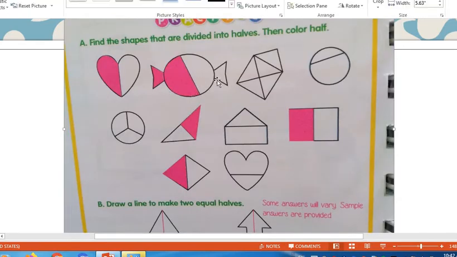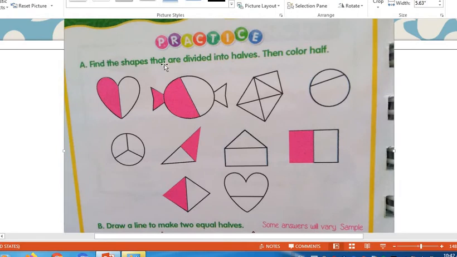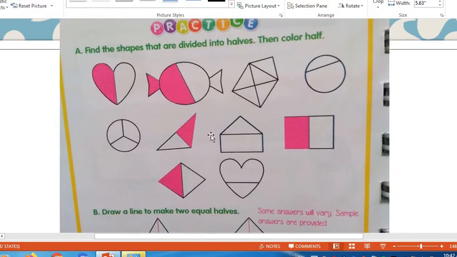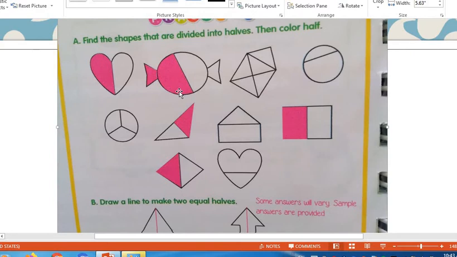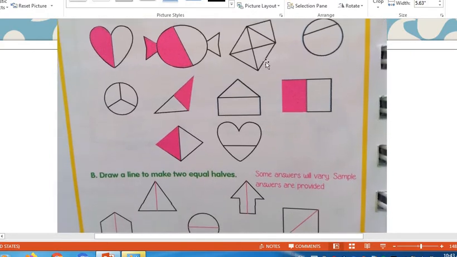Time to practice. Find the shapes that are divided into halves, then color half of them. This shape is already divided into halves, half for you and half for me. So I will color this with pink. I will color half of this one with pink too, and so on. This one is not divided into 2 halves, so I will not color it.